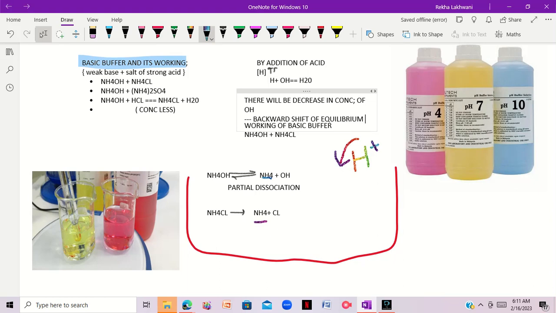Now according to Le Chatelier's principle, whenever there's a change on one side of the reaction, it will shift the equilibrium. If there is an increase in the reactant side, the reactant will be converted into product. If there is a decrease in the product side, then the reactant will be converted into product. So over here there is a decrease in OH ions, right? Now what will happen? This ammonium hydroxide will dissociate more.